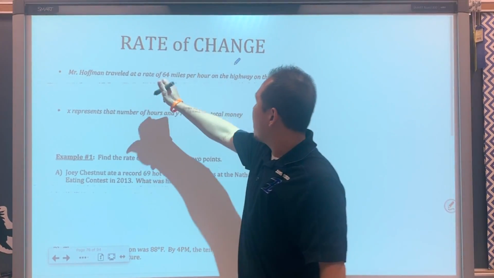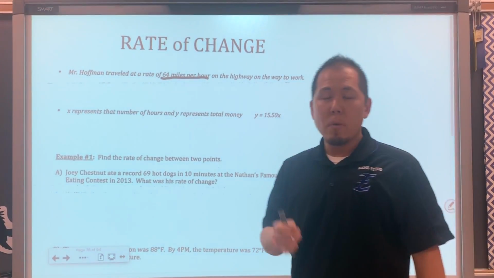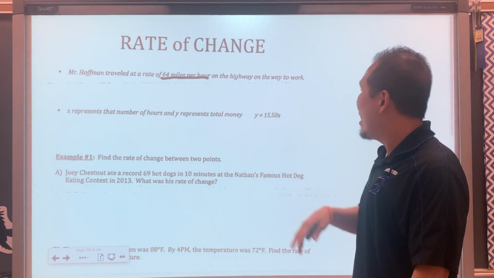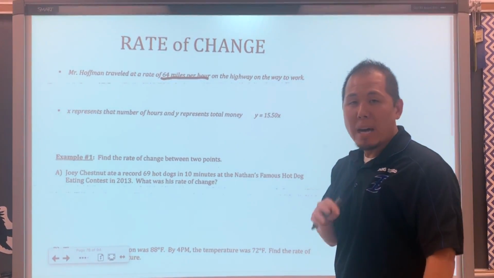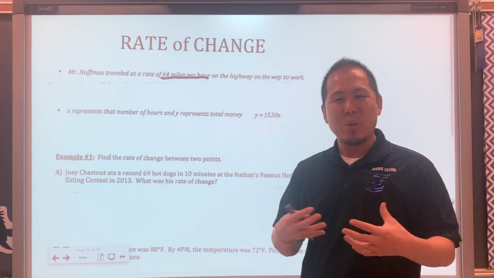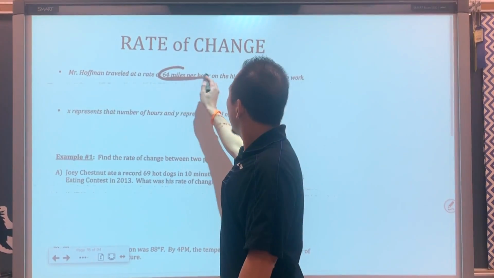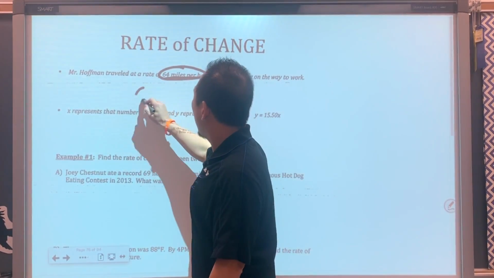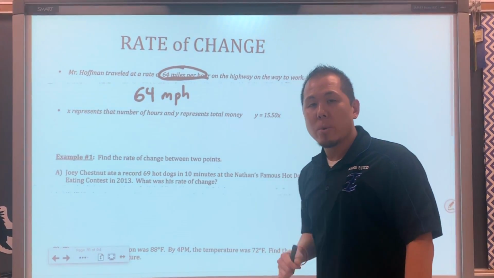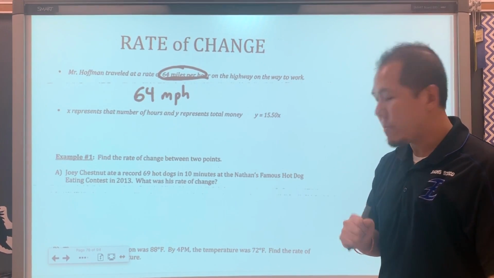Mr. Hoffman traveled at a rate of 64 miles per hour on the highway on his way to work. Hopefully he wasn't speeding. I don't know what highway he was on. So rate of change is how fast was he going per something, per one. It's kind of like the unit rate. So in this case, the answer is right there. The rate of change is 64 miles per hour. So again, 64 miles per hour. The answer is right there.